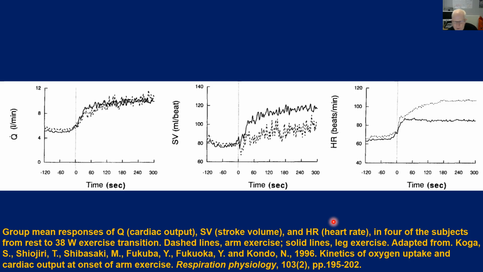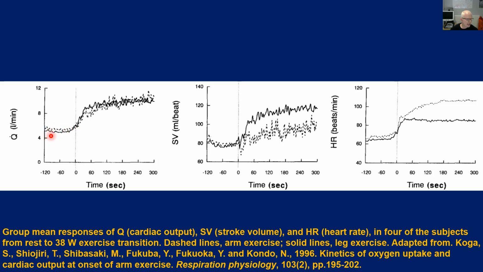And what we've got here is a little bit more. So we've got some data for cardiac output, Q, stroke volume, and then heart rate. It's in 4 subjects. And what they've got is from rest, they're just doing low intensity exercise. So the dashed lines are arm exercise and the solid lines are leg exercise. Now, irrespective of whether we're doing arm or leg, what I want you to focus on is the kinetics. Remember that in previous sessions we've learned that VO2 and Q are matched. So VO2 is Q times AVO2 difference. They have this very inextricable link.